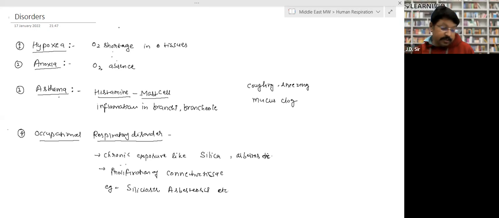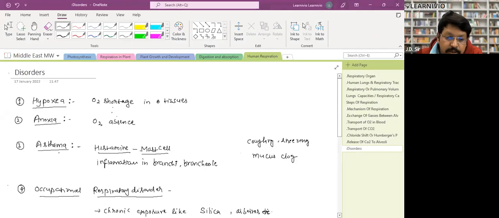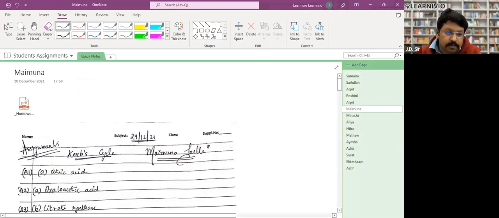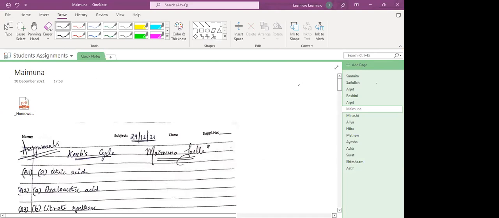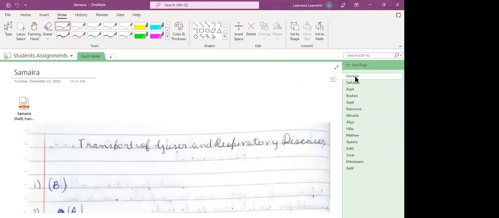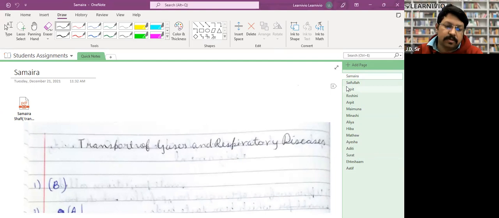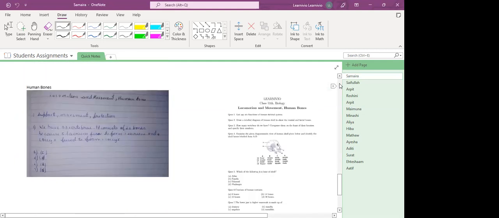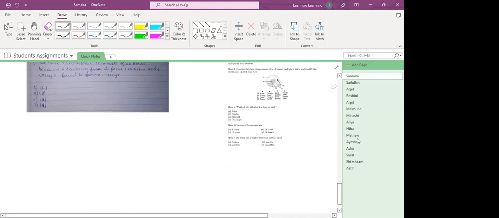Before going into that chapter, I want to see the assignment which you did in the last class. I'll open the assignment in front of you, which you people have submitted. The students' assignment. Okay, the assignment of Mamuna is open. Is that the last assignment? I think no. We did after that also. There were about 20 MCQs, written questions. This is the locomotion. Okay.